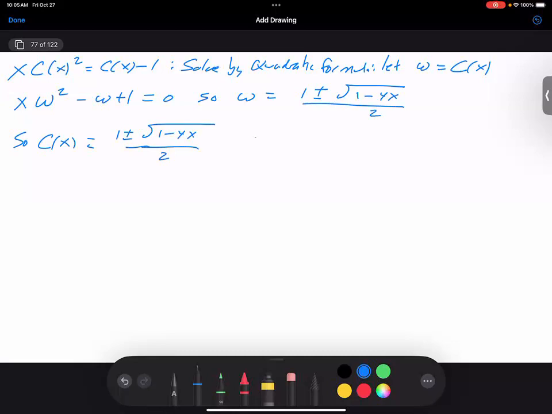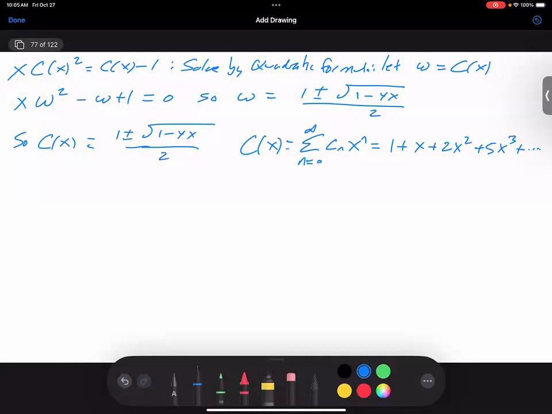Now, we know that C(x) is the sum from n = 0 to infinity of C_n x^n. Does anybody remember what C_0 was? 1. What was C_1? 1. What was C_2? 2. C_3? I think it was 5. I think it went 1, 1, 2, 5. So can we use the fact that we know at least the first few terms to figure out, is it the plus sign or the minus sign?